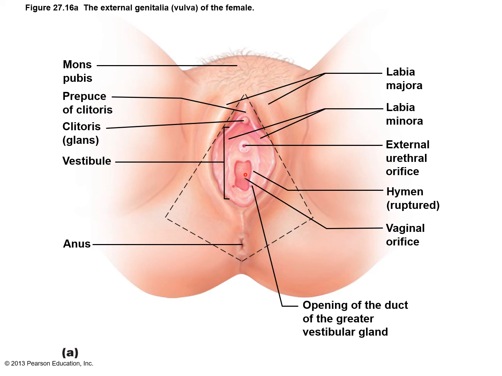Now, flanking the vaginal orifice, you can see the opening of the ducts of the vestibular glands. The vestibular glands are going to produce a mucus secretion, and it's going to be released in this region right here in the vestibule, and that helps keep the vestibule moist and lubricated, facilitating intercourse.